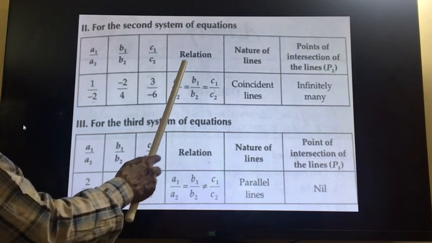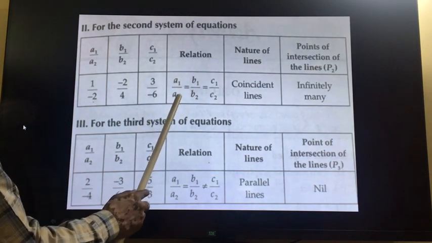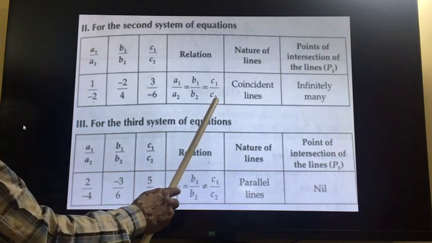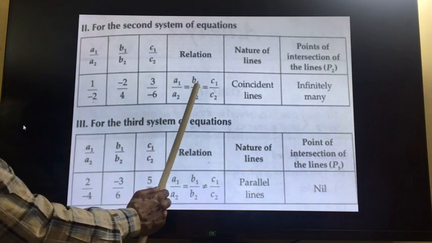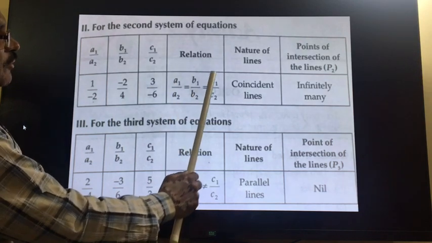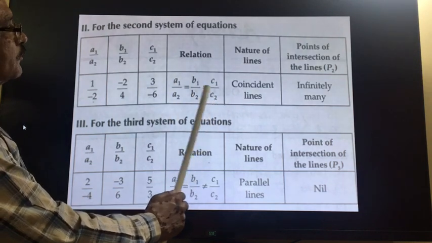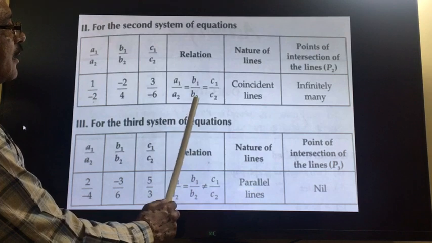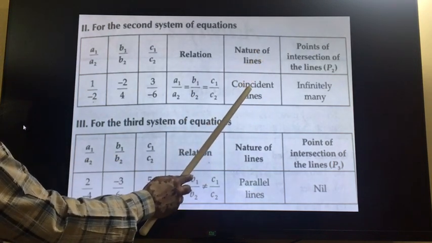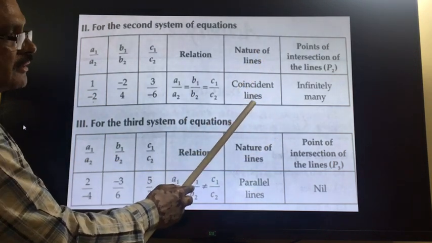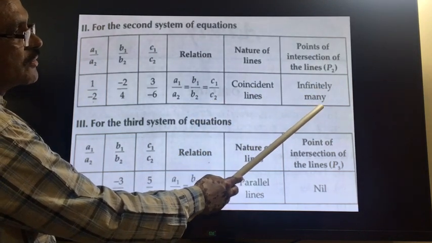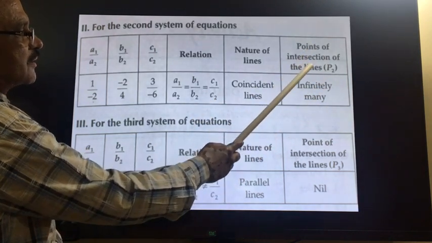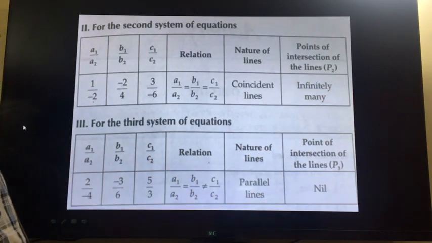So we are observing the relation is a1 upon a2 is equal to b1 upon b2 is equal to c1 upon c2, because all three ratios are equal. So from this we are observing the nature of the line is coincident line, one line is overlapping the other, and at this time we are saying it has infinitely many solutions. So the point of intersection will be infinitely many points. So we are saying it has infinitely many solutions.